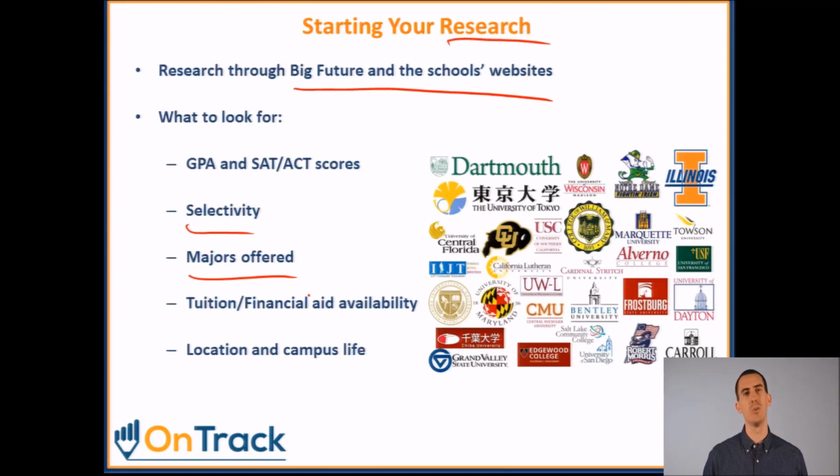And if you look at a school, even if it seems like a school that would be great for you, and then you see they don't offer your major at all or any of the majors you're interested in, it's probably not a good school for you to pick. So keep that in mind. Also, tuition, financial aid availability.